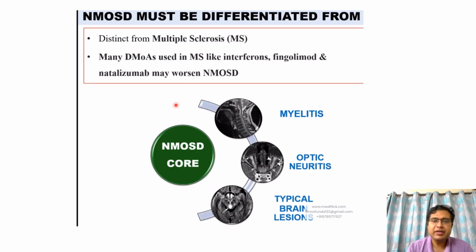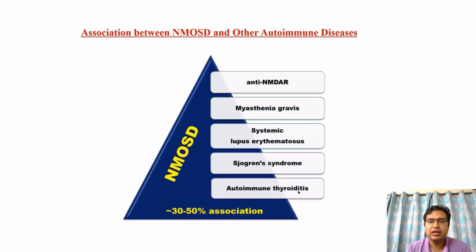Then NMOSD must be differentiated from multiple sclerosis because many disease-modifying agents used in multiple sclerosis like interferons, fingolimod, and natalizumab may worsen the neuromyelitis optica spectrum disorder. And another important thing is that NMOSD is not a very good disease to have because it is associated with many other autoimmune diseases like myasthenia gravis and SLE and Sjogren's syndrome. We have to get these patients tested for other autoimmune diseases as well because there is some 30 to 50% association with other autoimmune diseases.